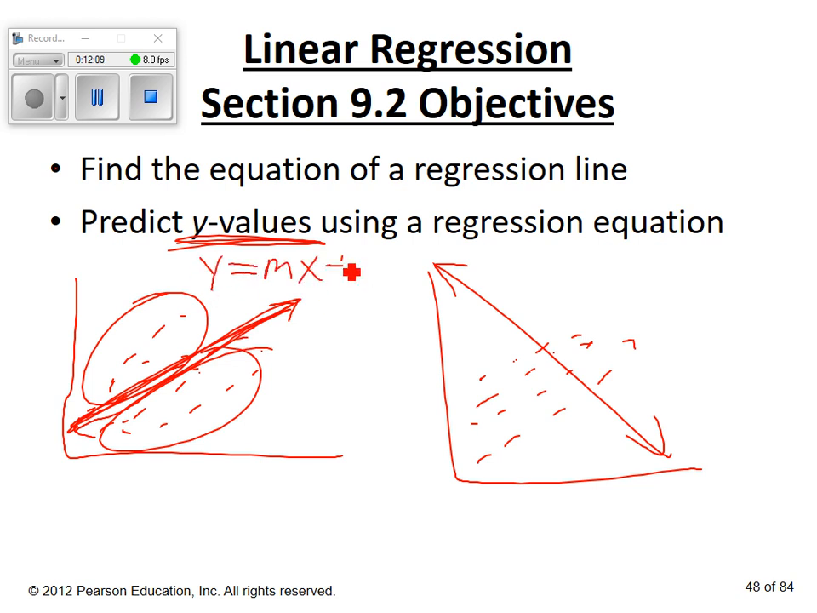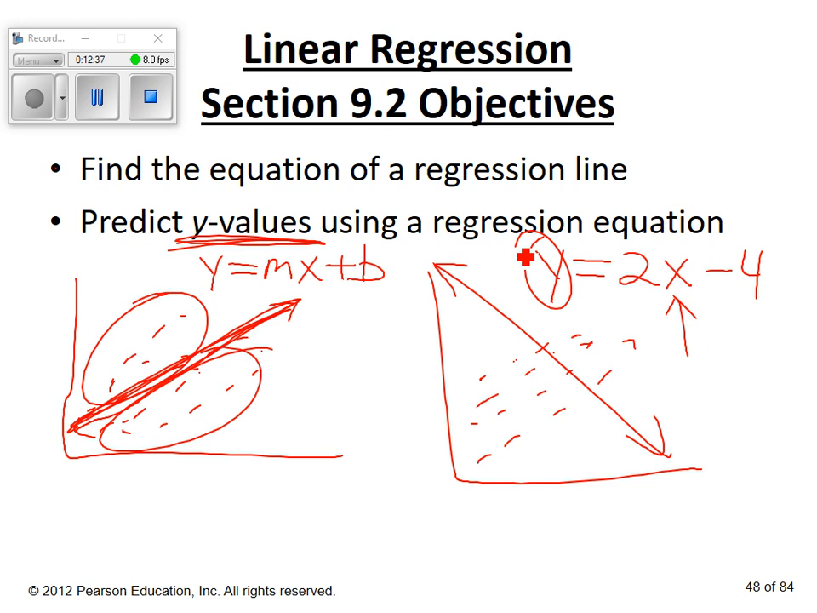Blast from the past here. Y equals mx plus b. All right, we're going to write an equation in that form. Then once we write an equation in that form, it might look something like this, y equals 2x minus 4. They're going to tell you an x, you're going to plug it in there, and figure out what y is. That's making a prediction of what you should get. If x is this, what should y be?